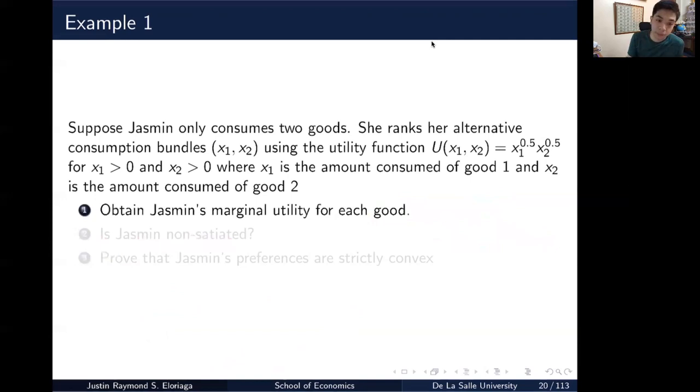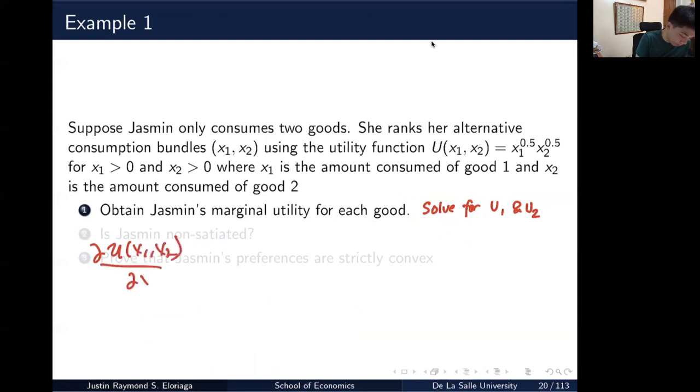So first is obtain Jasmine's marginal utility of each good. Essentially, this is another way of saying solve for U1 and U2. That's another way of saying that. So we do that by taking the partial of your utility function, say first with respect to x1.